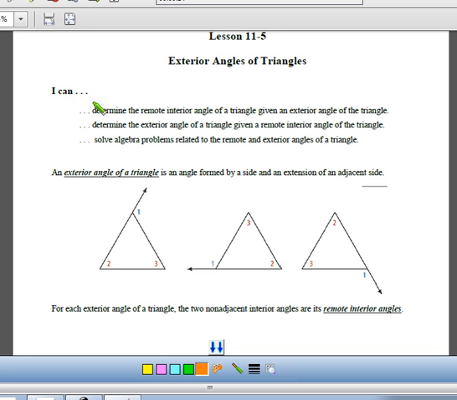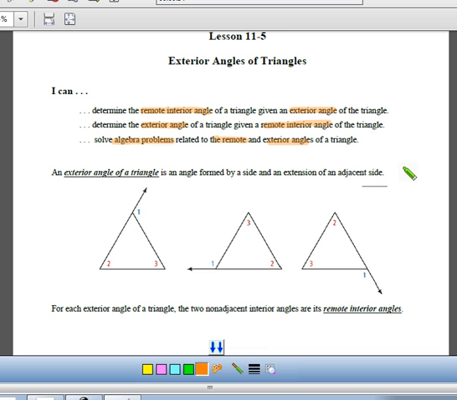The first one, I can determine the remote interior angle of a triangle given an exterior angle of the triangle. The second target, I can determine the exterior angle of a triangle given a remote interior angle. And the last one, I can solve algebra problems related to the remote, and I think it's supposed to say, interior and exterior angles of a triangle.